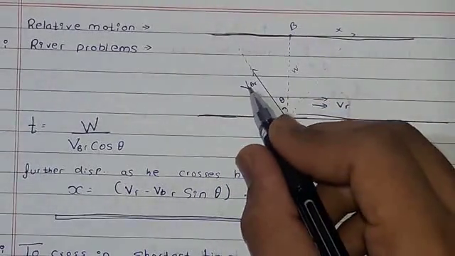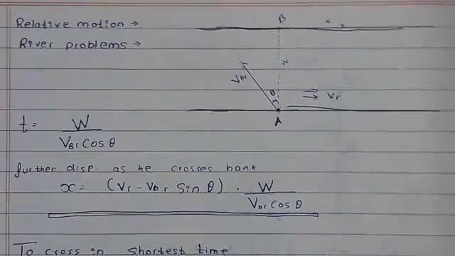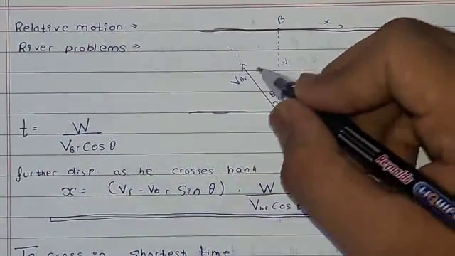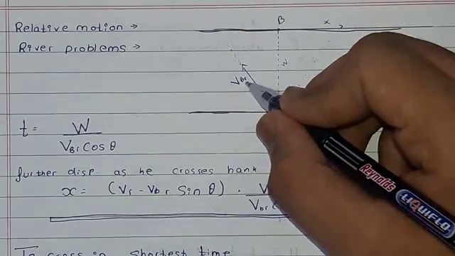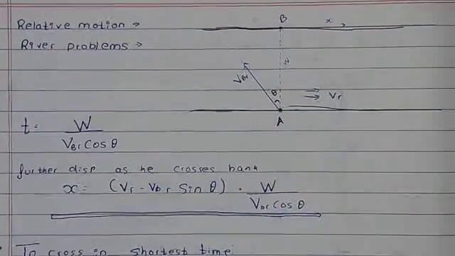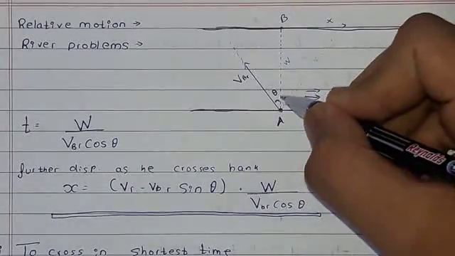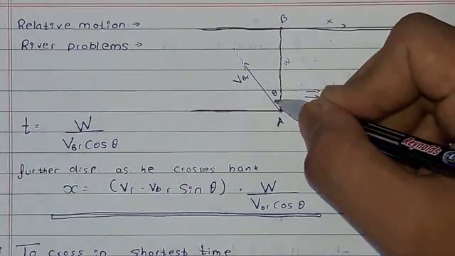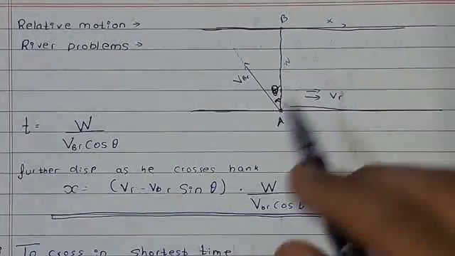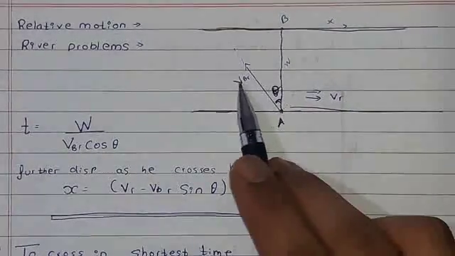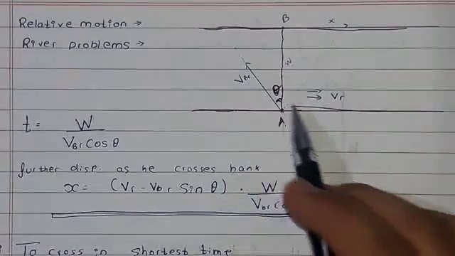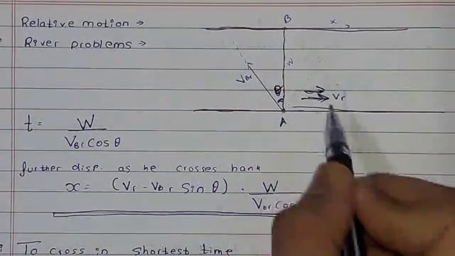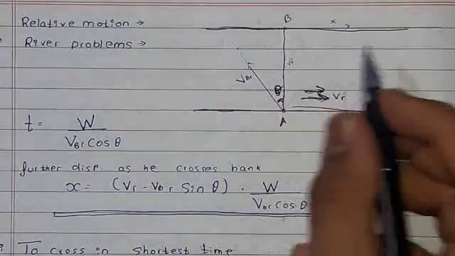Let a boat be going in this direction. This is the velocity of the boat with respect to the river, VBR, and it is going at an angle. This is the normal drawn from the bank of the river, and this is the angle theta. So the velocity of the boat with respect to the river is VBR, and it makes an angle theta. The flow of the river is in this direction. This is the velocity vector VR.